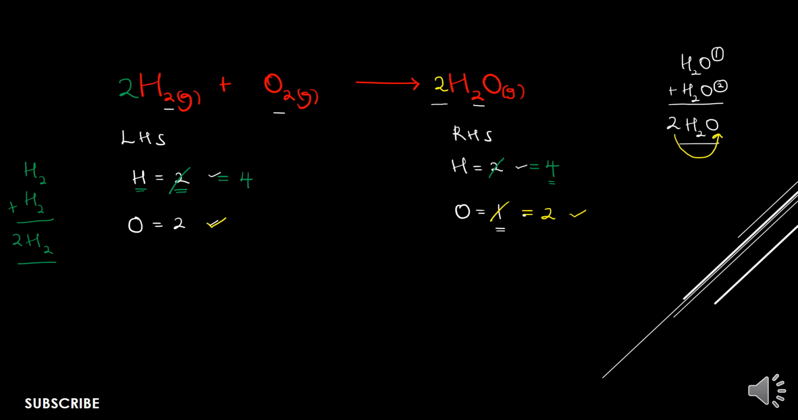So 4 hydrogen atoms on the left hand side and 4 hydrogen atoms on the right, 2 oxygen atoms on the left hand side and 2 oxygen atoms on the right. So the equation will be balanced by placing a 2 in front of hydrogen and a 2 in front of water. So for this case, we shall now say this equation is balanced. So we basically vary the number of molecules either on the left hand side or the right hand side of the arrow.